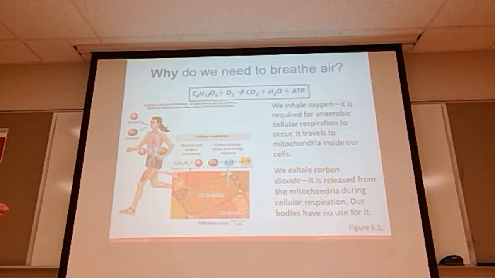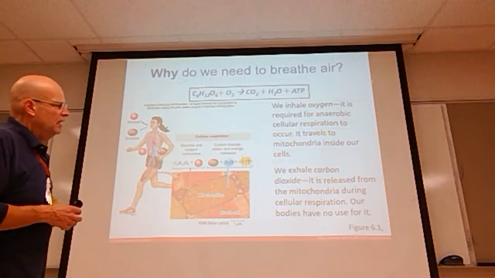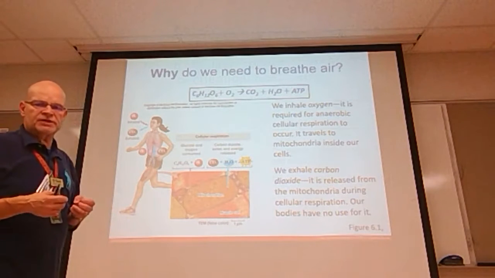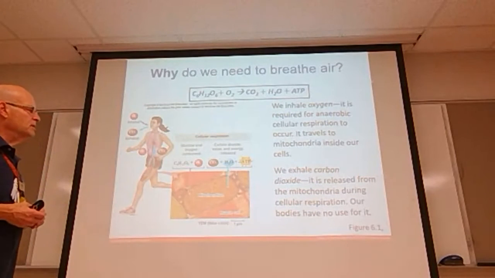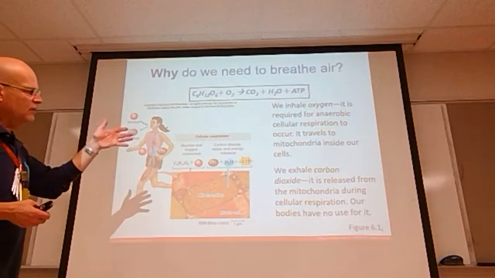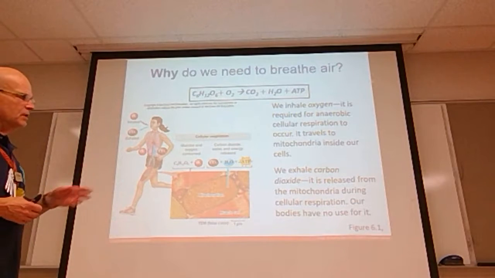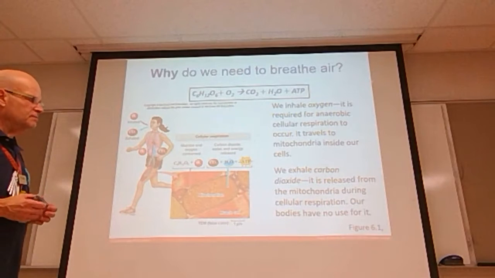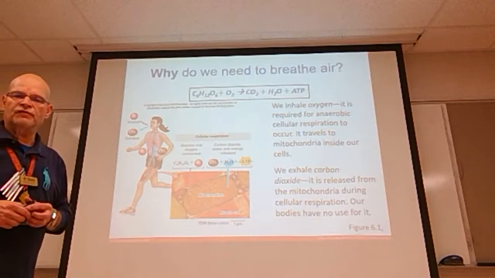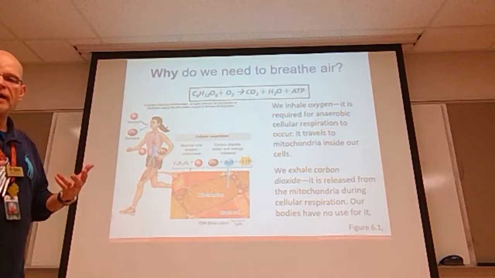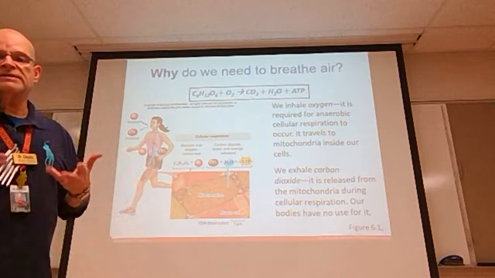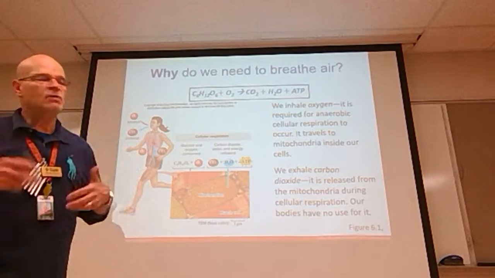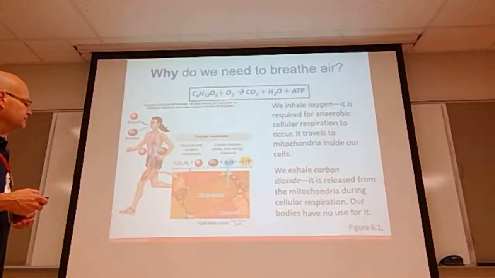When we inhale oxygen, it is required for aerobic cellular respiration to occur. It travels to the mitochondria inside our cells. It's inside those mitochondria where this respiration is going to take place. We exhale the carbon dioxide. It is released at the mitochondria during cellular respiration. Our bodies don't have any use for it, so that's why carbon dioxide is considered a waste material. It's something we produce that we don't need, so our body just has a method of getting rid of it.